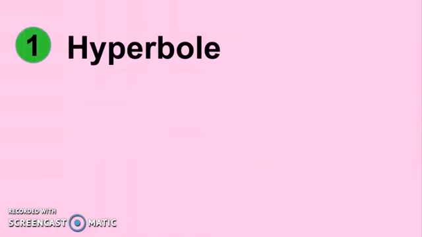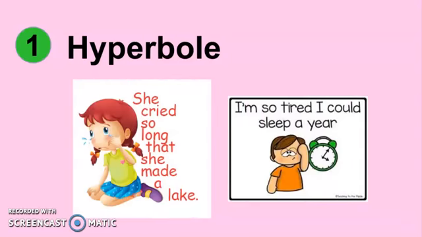Say, for example, we have this one. She cried so long that she made a lake. And then another example, I'm so tired I could sleep a year. Notice that in these examples, the writer or the one who made this used exaggerated statements. And because of these exaggerated statements, you are not meant to take this literally, and that is hyperbole, wherein you will use exaggerated statements that should not be taken literally.